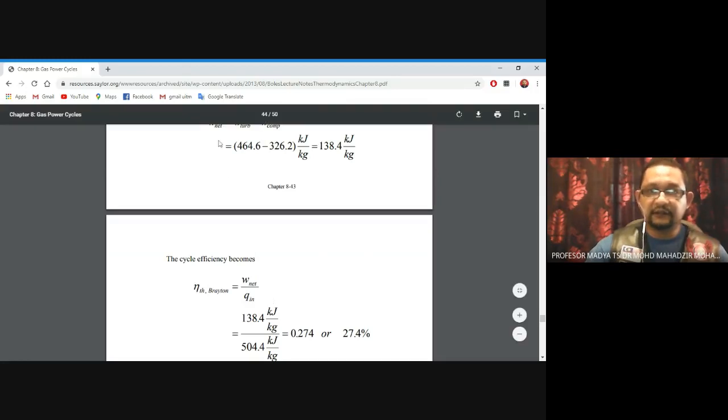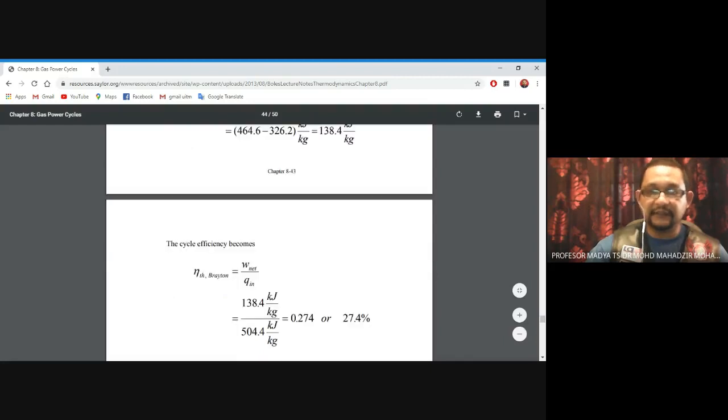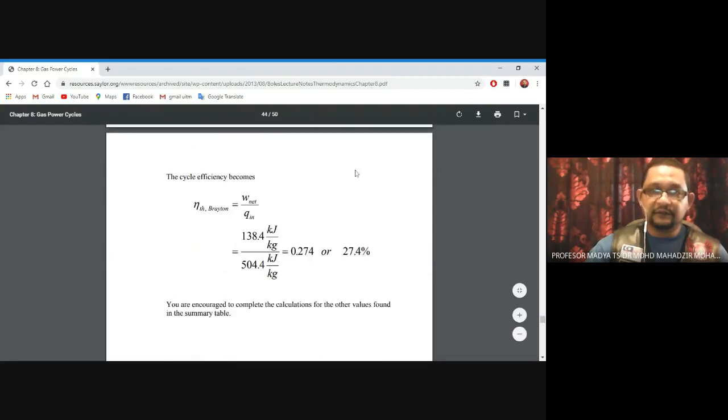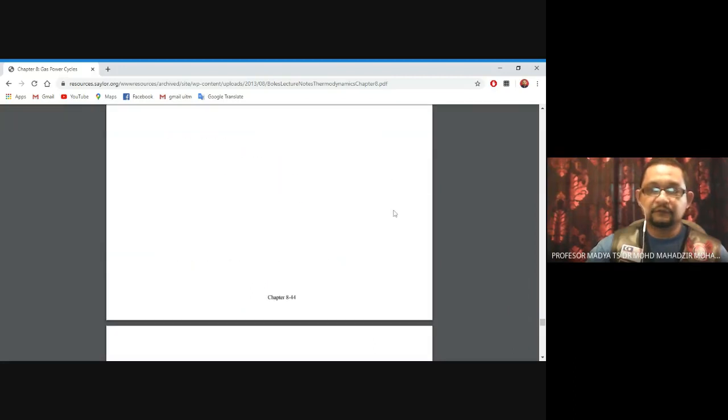So the thermal efficiency for this Brayton cycle uses the basic formula, W net over Q in. So you have to find W net. Okay, W net comes from the formula W turbine minus work compressor. So put all the values, we will get the answer for the W net, work net. So using that value for work net and Q in, lastly, the Brayton cycle thermal efficiency is 27.4%.